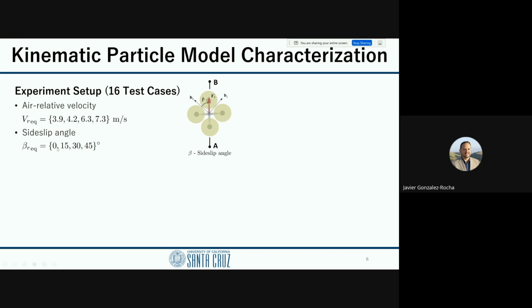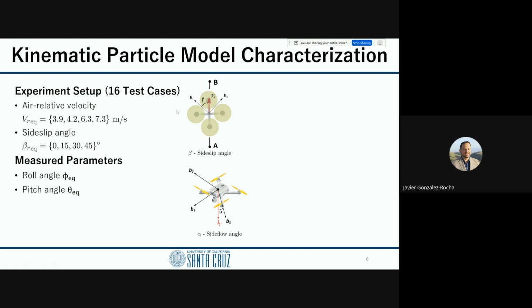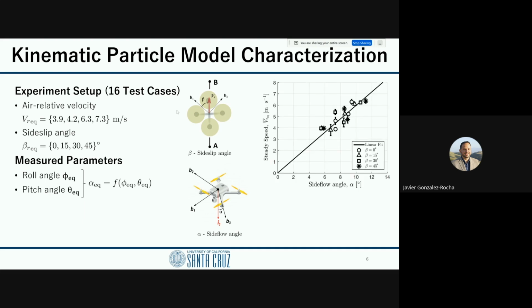And I varied the side slip angle. So the side slip angle is shown here. It is essentially the angle of the air relative velocity to the front of the aircraft. And so then using the roll angle and the pitch angle, we characterize what I call a side flow angle, or a tilt angle. We can call it that, right? It's essentially how much the aircraft is tilting.